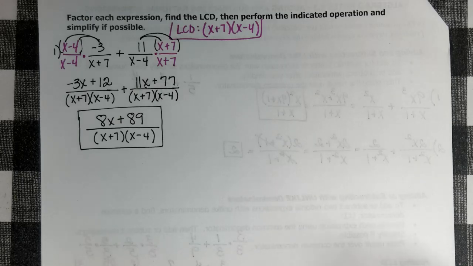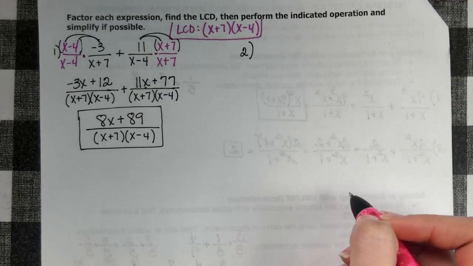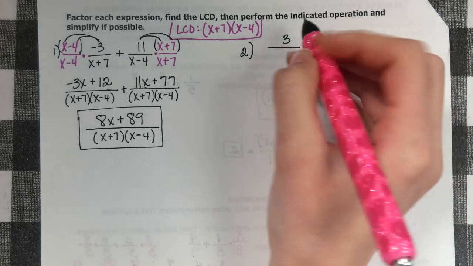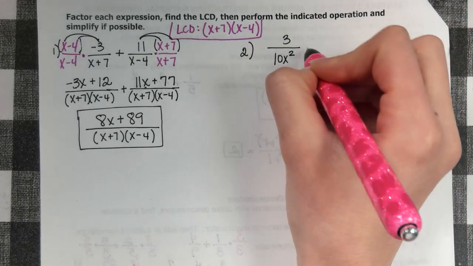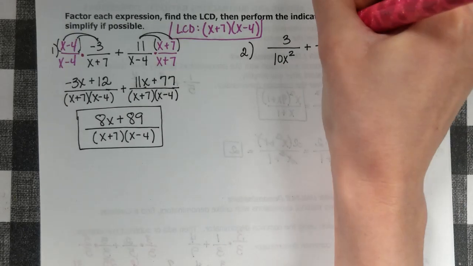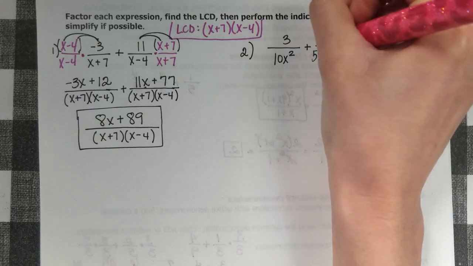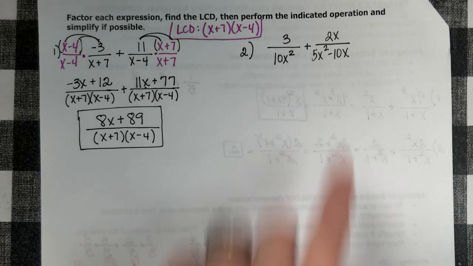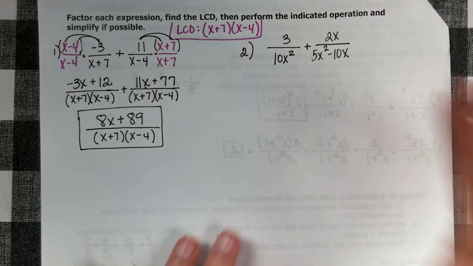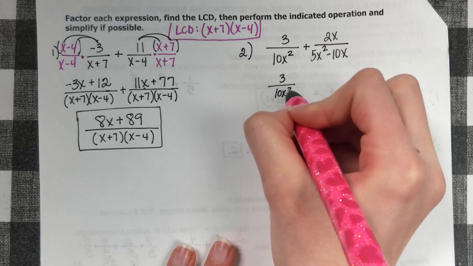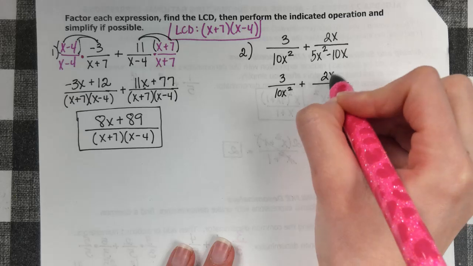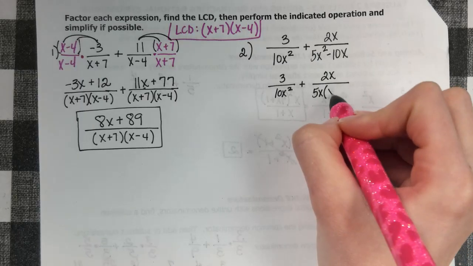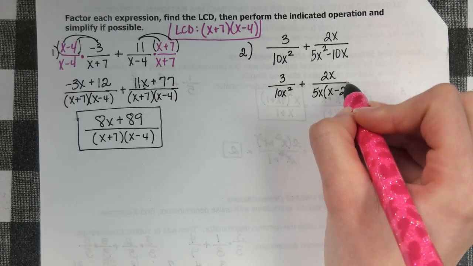Then if I have my second example, let's say that I have 3 over 10x squared plus 2x over 5x squared minus 10x. I can take out a GCF in my second denominator. Y'all see that? So I've got 3 over 10x squared plus 2x. What is my GCF between 5x squared and negative 10x? 5x, good. And so that leaves me with x minus 2, because you're dividing by 5.